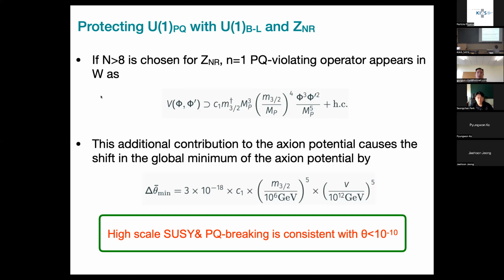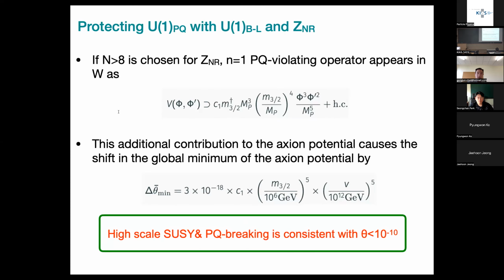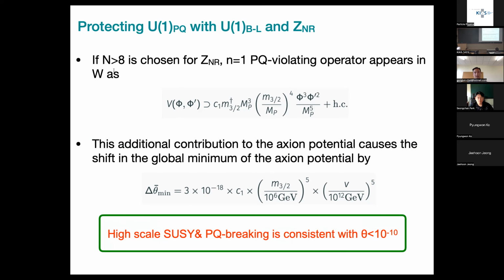Is this the end of the story? Well, you have to check also other operators, because somehow, if you choose n equal 12, there can be some operator with non-unity n which respects that discrete symmetry. Like, let's say if you choose n equal 12, then some operator among these can readily respect Z12, okay? And then you have this analysis to make sure that the shift is small enough, okay? In that way, you go through some procedure to find out what would be the large enough N suppressing all those dangerous operators here, okay?